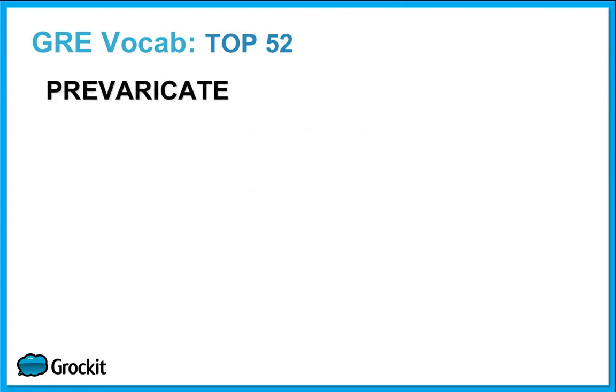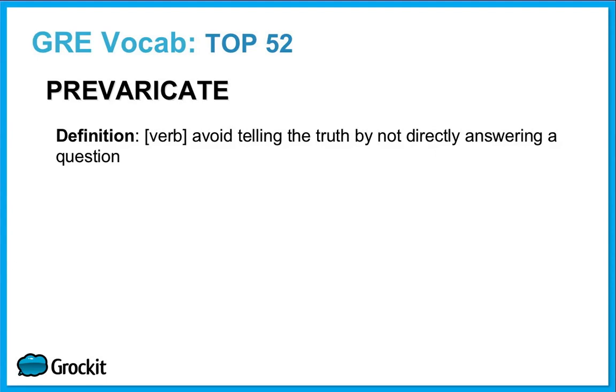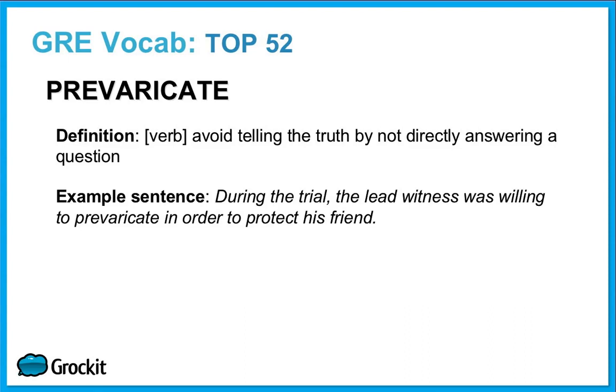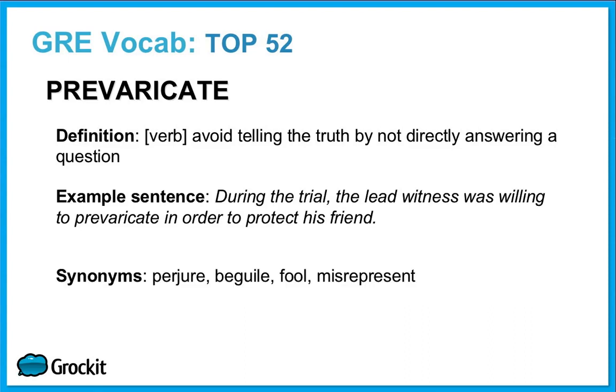Our final word in this list is prevaricate. It's a verb that means avoid telling the truth by not directly answering a question. During the trial, the lead witness was willing to prevaricate in order to protect his friend. Perjure, beguile, fool, and misrepresent are all synonyms of prevaricate.